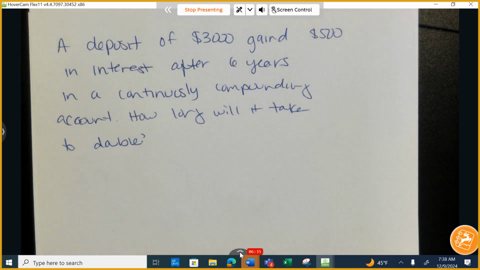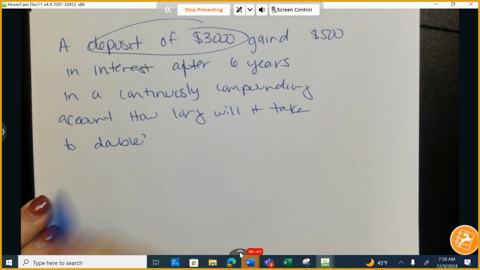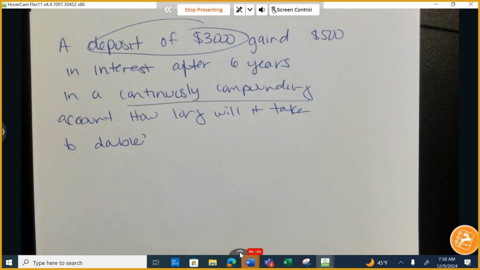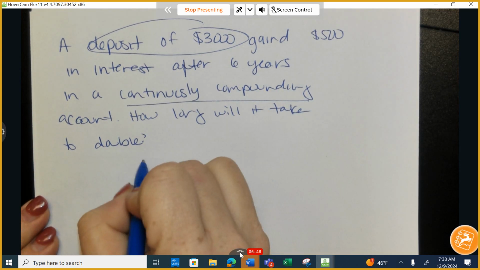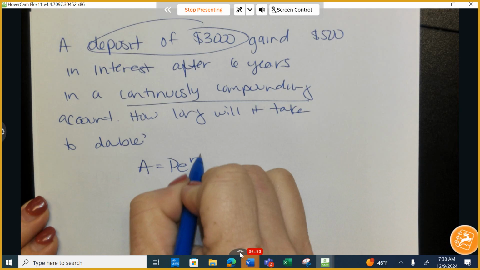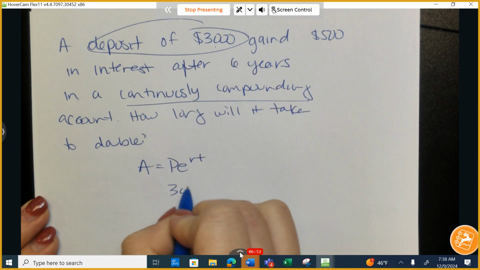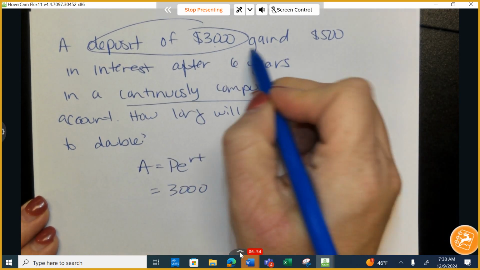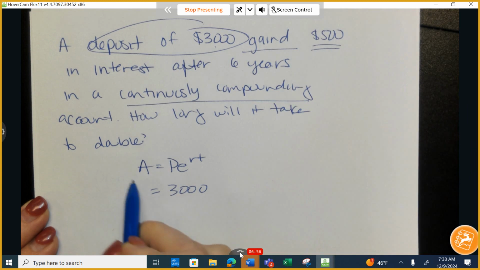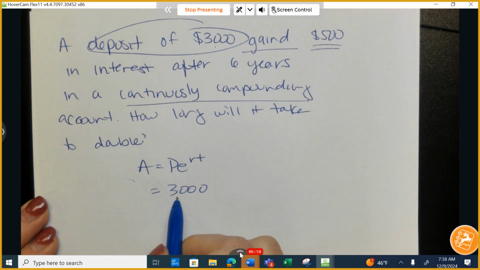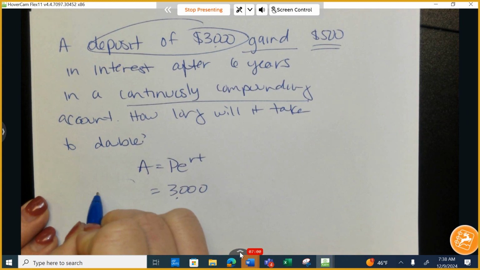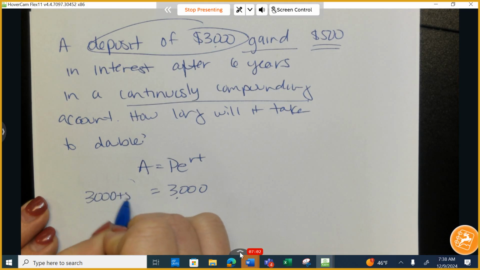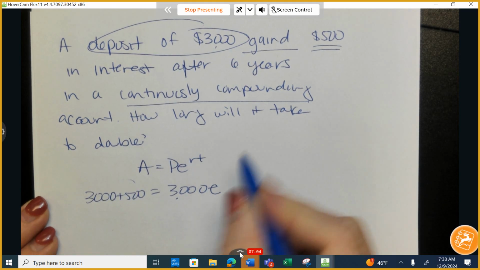All right, if you're live in class with me and you're feeling confident, just continue working through it. If you're feeling a little bit confused, let's do this together. So this is the initial deposit. We know it's being compounded continuously in an account, so I'm going to rely on this formula. The initial deposit is $3,000. It gains $500 in interest, so your end amount is $500 more than your initial amount. So 3,000 plus 500.